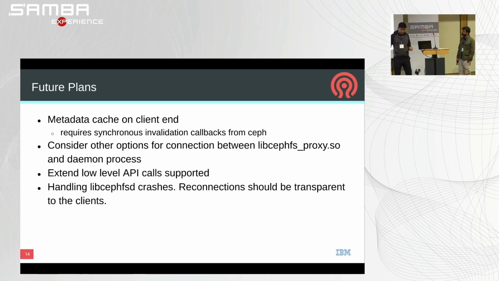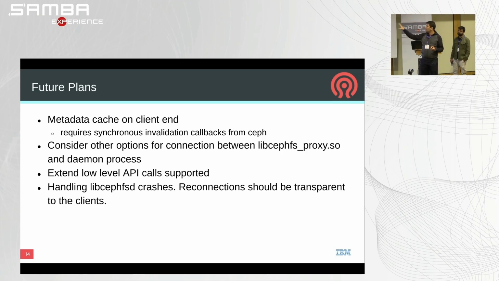So in future, to change this, we have planned a few things. To improve performance, we planned a few changes. One is the metadata cache on the client end. Now, a workload like Samba has a lot of stat calls being made, and so we think that having a metadata cache on the client end will actually benefit us. So we're trying to add this metadata cache back to the client end, this time on the proxy library.